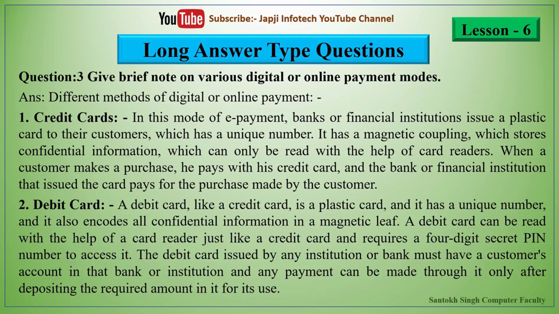The second one is debit card. A debit card, like a credit card, is a plastic card, and it has a unique number, and it also encodes all confidential information in a magnetic strip. A debit card can be read with the help of a card reader, just like a credit card, and requires a 4-digit secret PIN number to access it. A debit card issued by any institution or bank requires a customer account in that bank or institution, and any payment can be made through it only after depositing the required amount in it for its use.